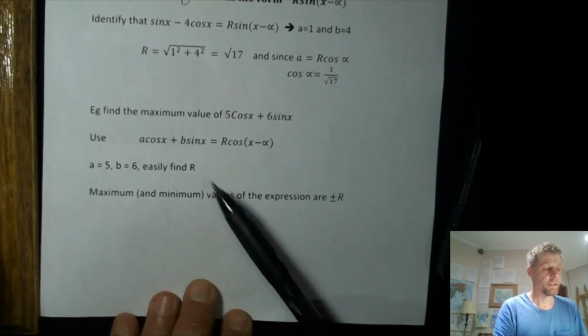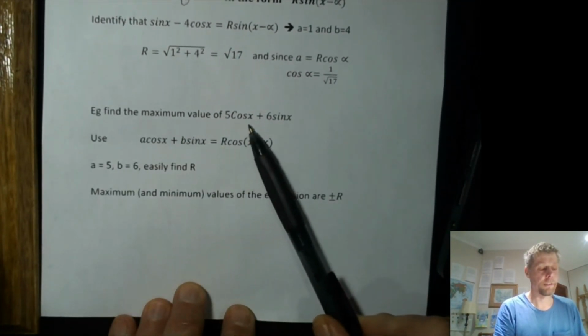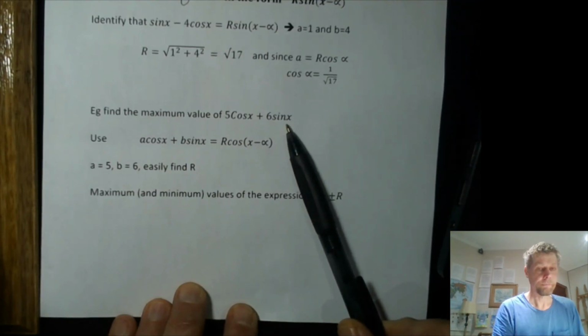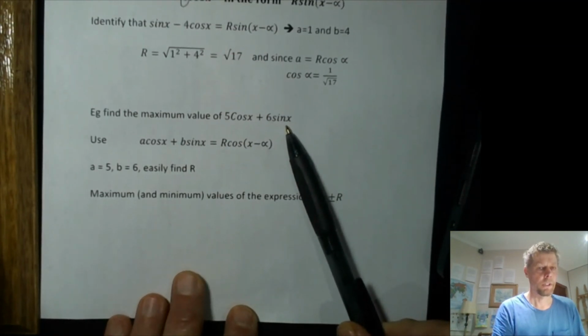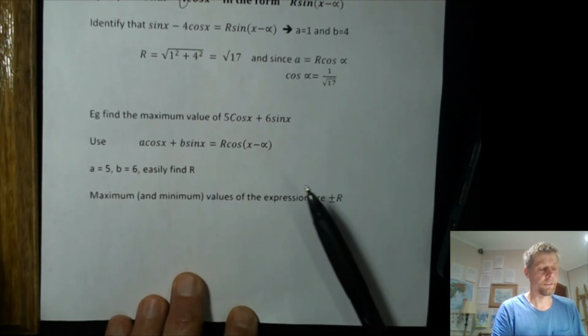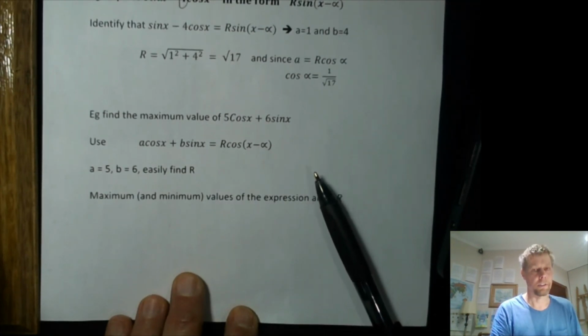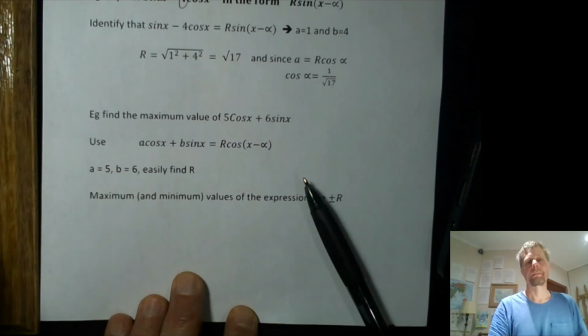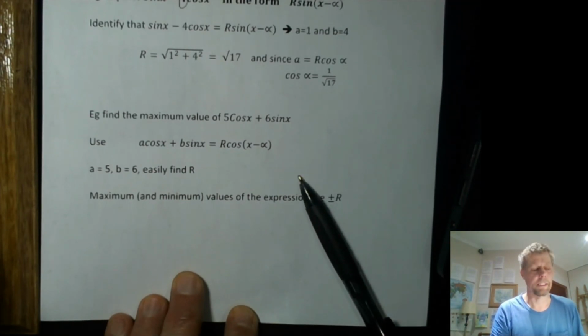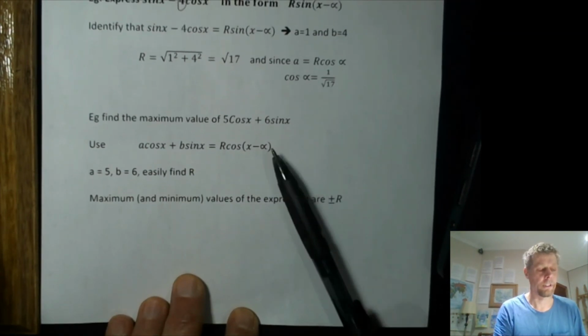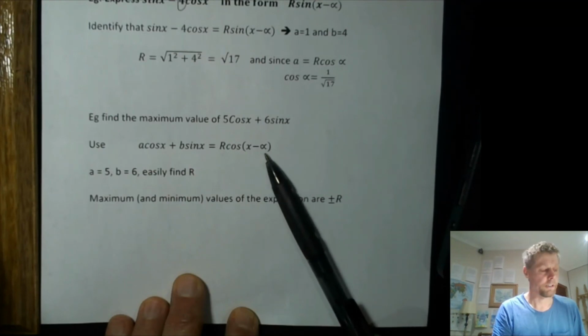So here's a question: find the maximum value of 5 cos x plus 6 sin x. Well, the maximum value would just be r, because the amplitude of any sine and cos is going to be its maximum and minimum value. So if you can find r, you've got the magnitude. The alpha is just for the phase shifting.